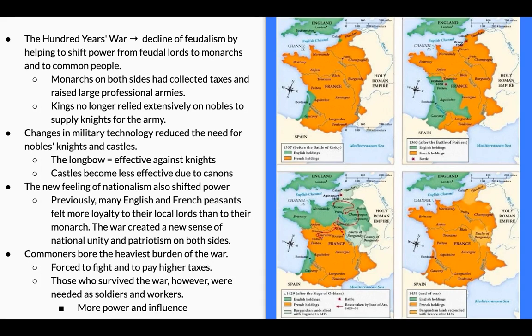They were forced to fight and to pay higher and more frequent taxes. So as a result, those who survived the war were needed as soldiers and workers. And for this reason, the common people emerged from the Hundred Years' War with greater influence and more power, because again, they were more needed in society, and how society looked in general was also shifting as well.